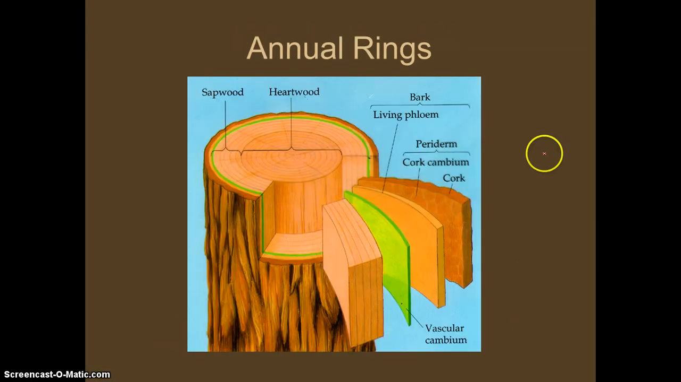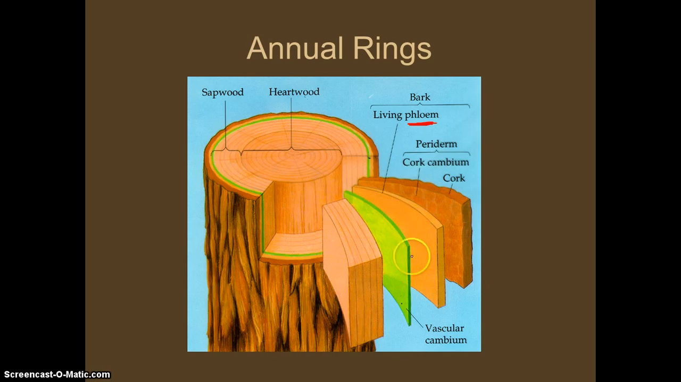The next thing we're going to talk about here are annual rings. Something you can do, if you have to take out a bush or a tree wherever you live, sometimes you can count the rings. And as you can see here, the living phloem, what we talked about with regard to transporting food, is located right underneath the bark of a tree.